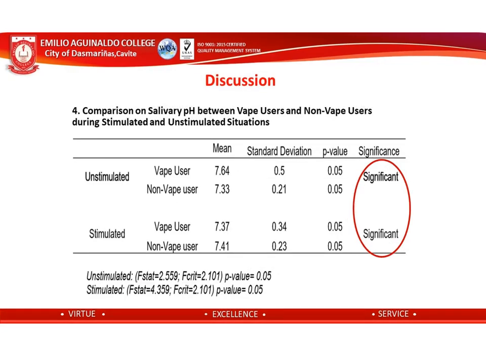Table 4 shows that there is a significant difference in the stimulated and unstimulated situations between the salivary pH of vape users and non-vape users. Statistically, the continuous use of e-cigarettes may alter the normal physiologic pH of saliva, whether stimulated or unstimulated.